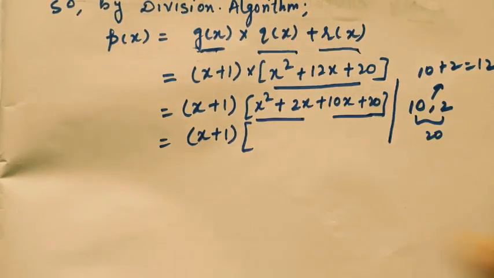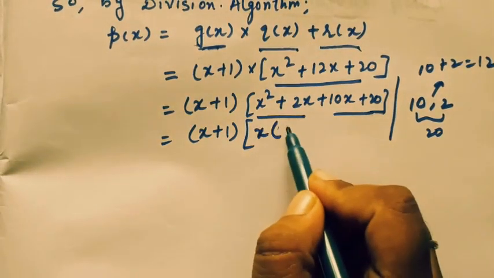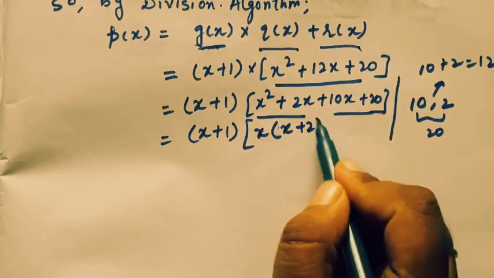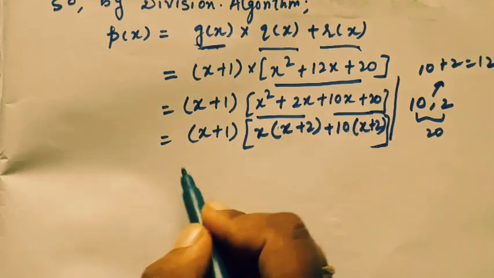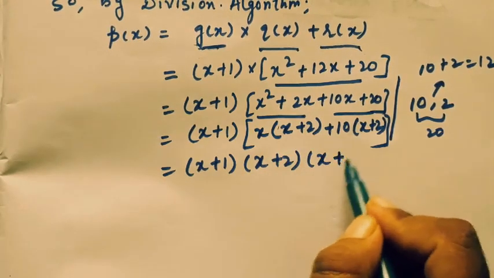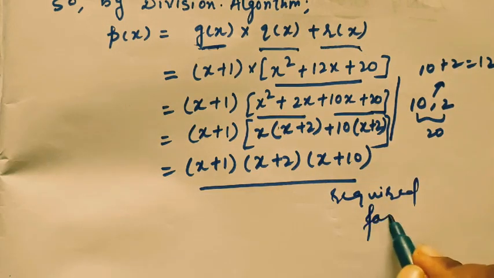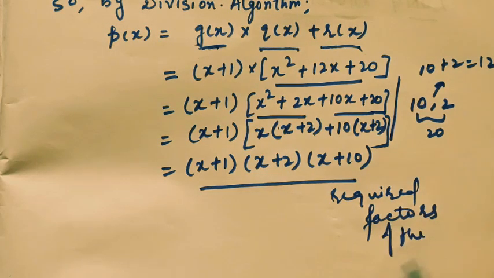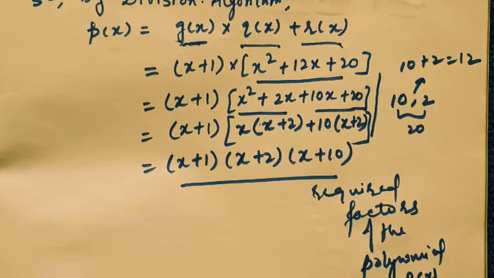Afterwards, I can take x common from here, and I am left with x plus 2. Similarly, I'll take 10 common from here and I am left with x plus 2 here. So by taking x plus 2 common, I am left with x plus 10. So these are the required factors of the polynomial p(x). Okay, I hope you all have understood it. If not, please go through the video once again.